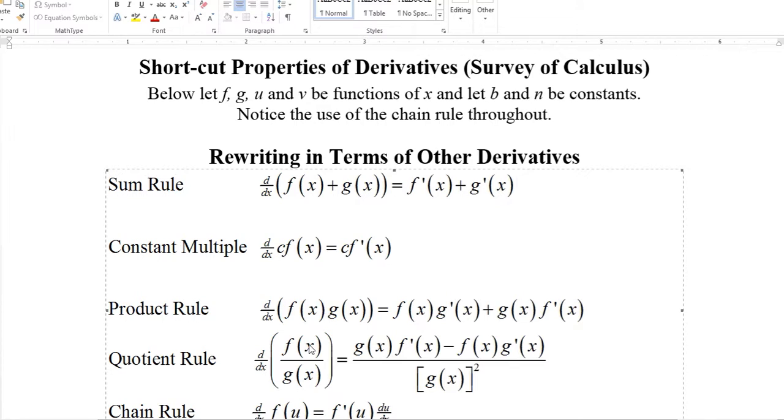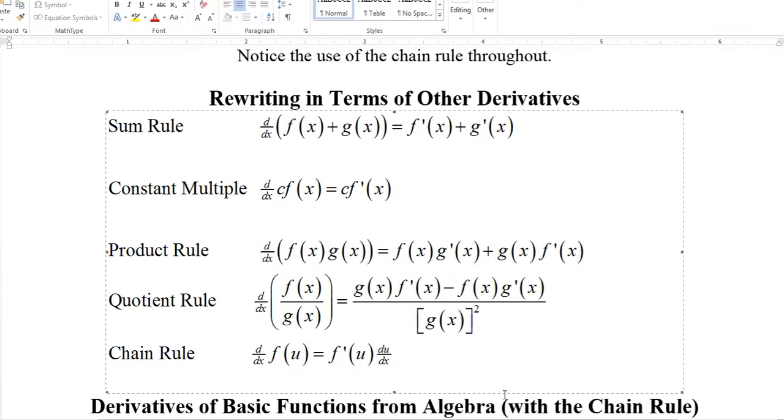The quotient rule, derivative of f of x over g of x, is the bottom times the derivative of the top minus the top times the derivative of the bottom over the bottom squared. g of x times f prime of x minus f of x times g prime of x over g of x squared. The chain rule is used when you have a substitution. And so you let u be some function of x, some collection of the x stuff and operations. You let that be u and substitute for that, so then you have a function of u. So the derivative of f of u is just f prime evaluated at u times the derivative of u with respect to x.